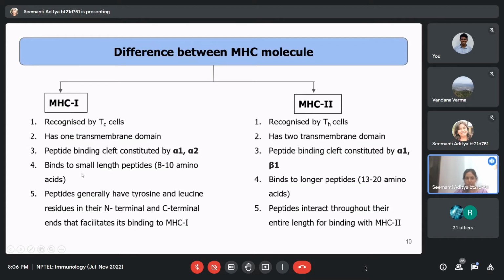Also, MHC1 can bind only to small length peptides, whereas MHC2 can bind to longer peptides. MHC1 will bind to peptides which have certain residues, like tyrosine and leucine, at the N-terminal and C-terminal ends, whereas peptides can interact through their entire length with the MHC2 molecule. So these are basically some differences between MHC1 and MHC2. Major histocompatibility complex in detail will be covered in later classes, where maybe we can discuss it in detail.